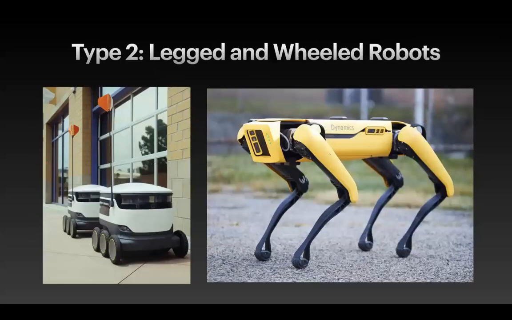And if we move on, we have type 2, which is legged or wheeled robots, right? So you can see these two types. One type of robot has wheels. We know these line following robots have wheels. And then the other robots have legs, right? So these robots can move. They can travel. They can go from one place to another. So these are the robots that are mobile, capable of going to different places.